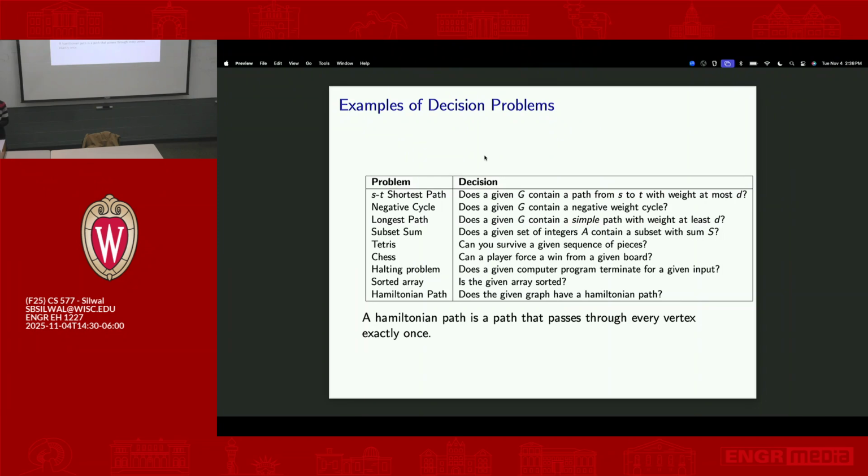Does that make sense? What is a decision problem? We're just trying to decide yes or no, okay? All right?